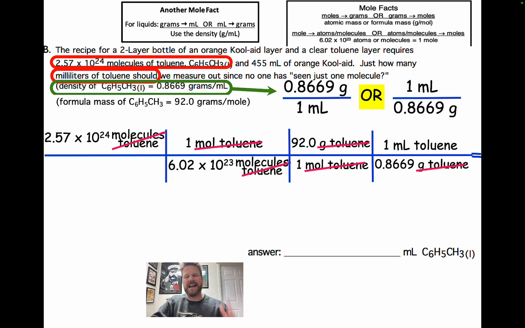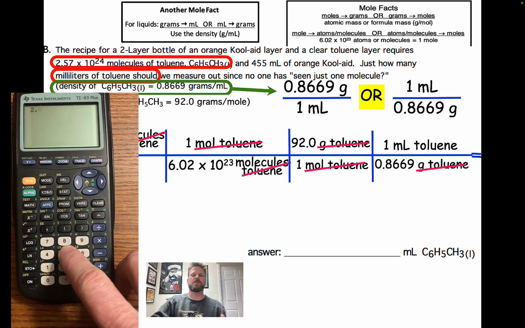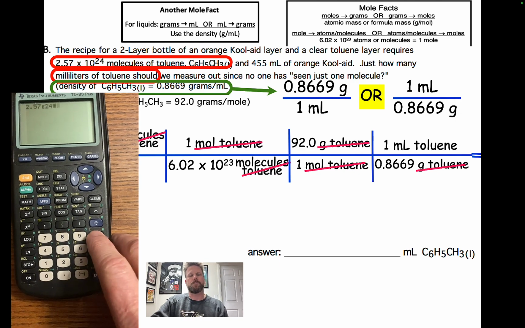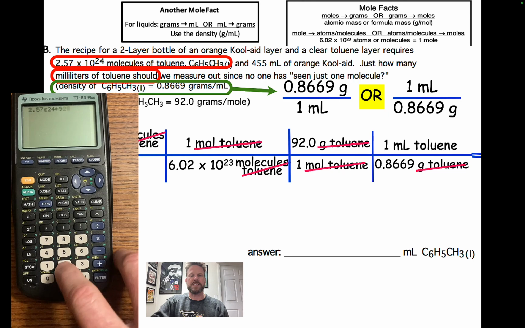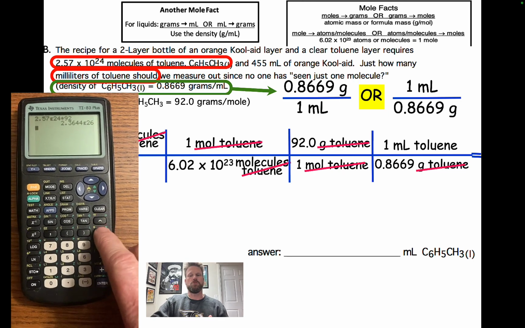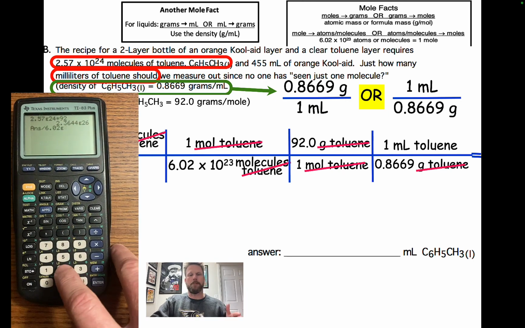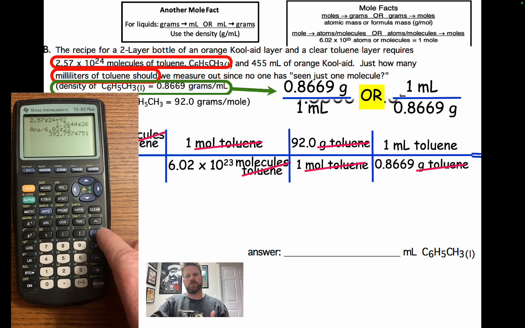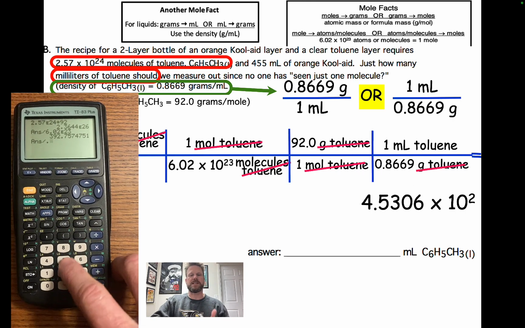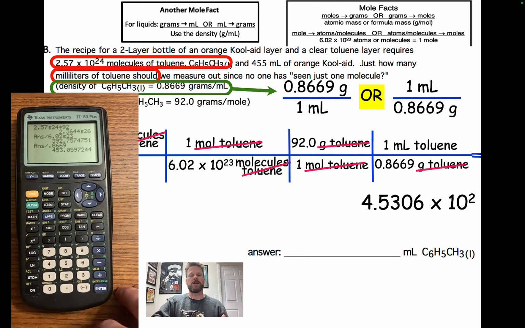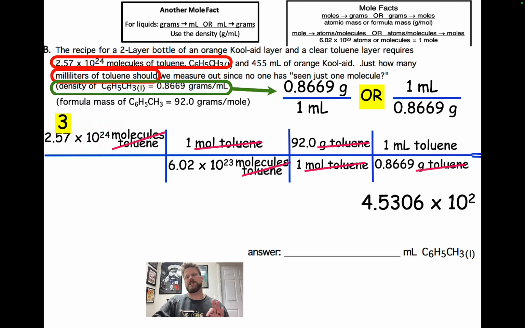Whew! Finally. To perform this calculation, multiply the numbers on the top of the train track together and divide by the numbers on the bottom of the train track. In this case, we need to multiply 2.57 times 10 to the 24th times 92, then divide by 6.02 times 10 to the 23rd, and divide by 0.8669. This will give us 4.5306 times 10 to the second milliliters of toluene. The number given to us in the problem has 3 significant figures, so the answer can only have 3 sig figs. The correct answer to this problem is 453 milliliters of toluene.